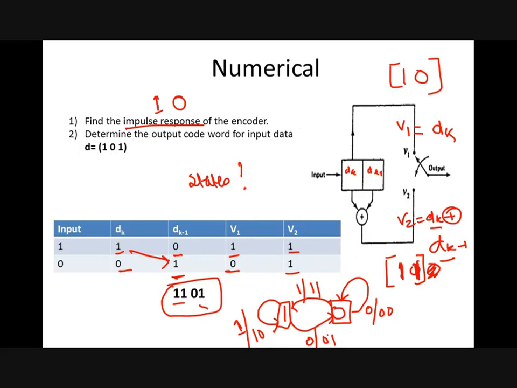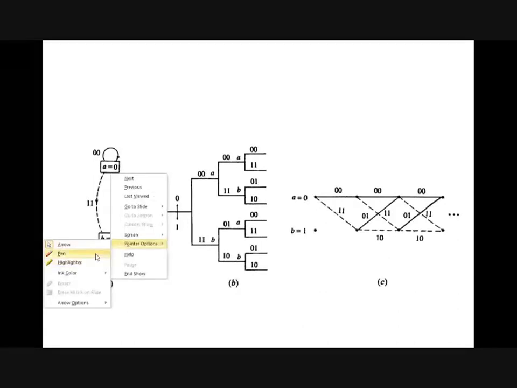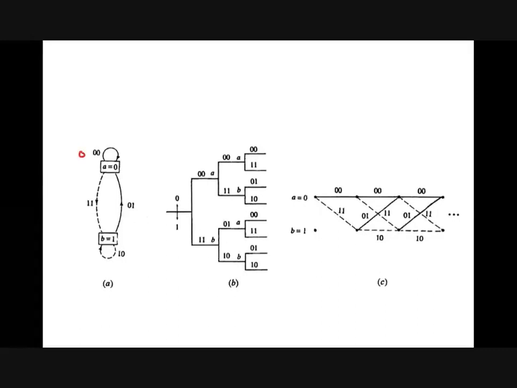Is it okay? Yes, okay. So these are the different states. Just for your help, I have given the complete diagram. This will be 0 slash 0 0. This will be 1 slash 1 1. And this will be 1 slash 1 0, and 0 slash 0 1.